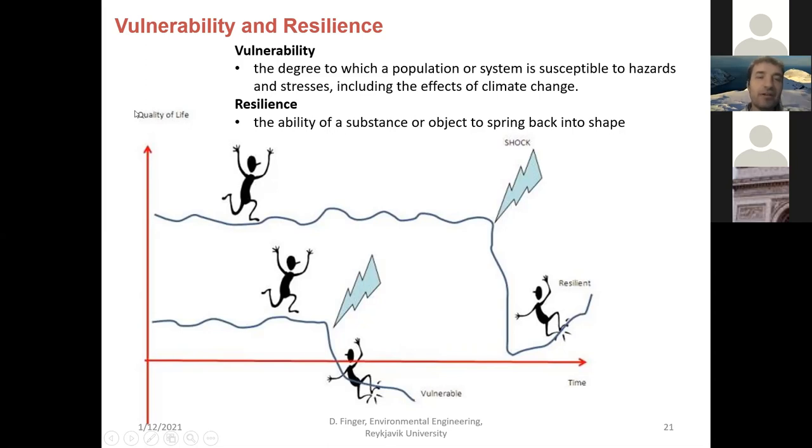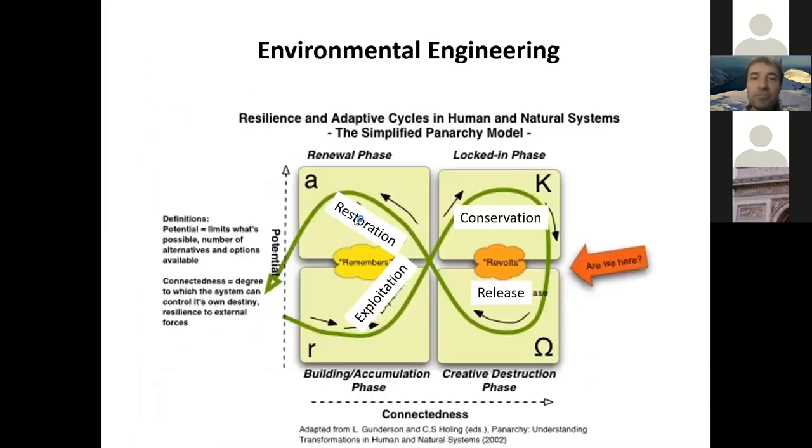Of course, it has various different aspects, vulnerability and resilience, but this is the general concept of sustainable engineering. Sustainable engineering also includes 4 different phases. The first phase is the exploitation. So that is when you have a throughput economy, you go in, you exploit the resources, you take them out, you use them. It could be geothermal resources, it could be, for example, timber in a forest, where you just go in and you cut down the trees.